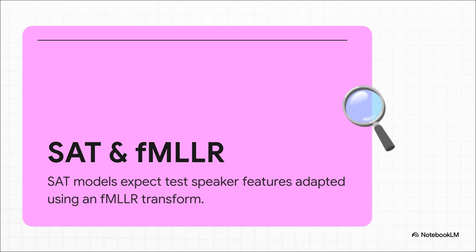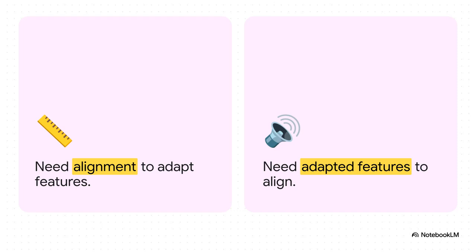Our advanced models use SAT, which stands for Speaker Adapted Training. Because these models were trained on adapted features, they naturally expect adapted features at test time. The specific mathematical transformation we use to adapt those features to a speaker is called fMLLR. If you feed a SAT model raw, unadapted features, it's going to perform terribly. It absolutely needs that fMLLR transform. And boom! This brilliantly illustrates our paradox.